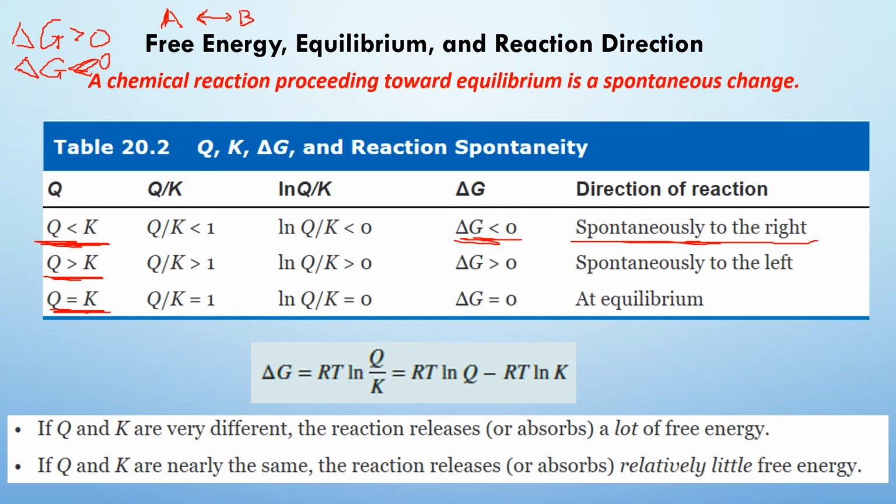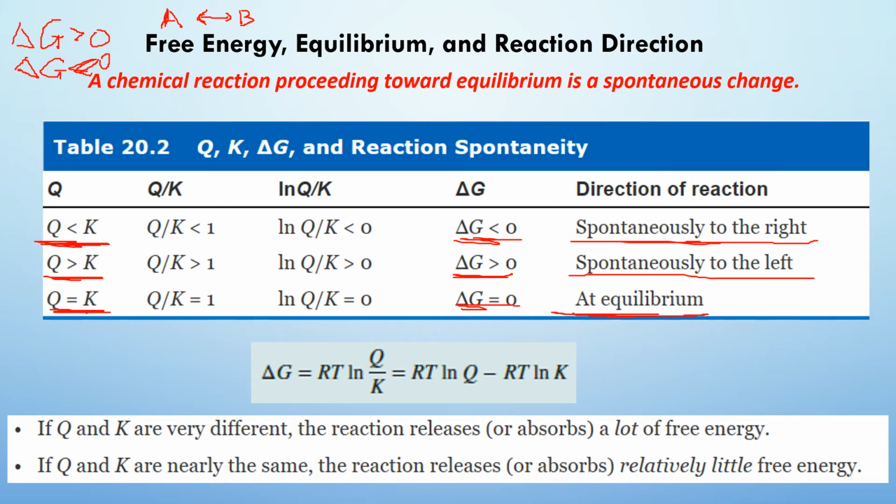On the other hand, if delta G is greater than 0, A to B is not spontaneous anymore, but B to A will be spontaneous. So we say this spontaneous reaction will prefer the left. The direction will be to the left. Here you have to be careful about which one you're talking about. From A to B, if it's less than 0, it is preferred. But if it's greater than 0, A to B is not spontaneous, but B to A will be spontaneous. Again, if delta G is equal to 0, it is at equilibrium.